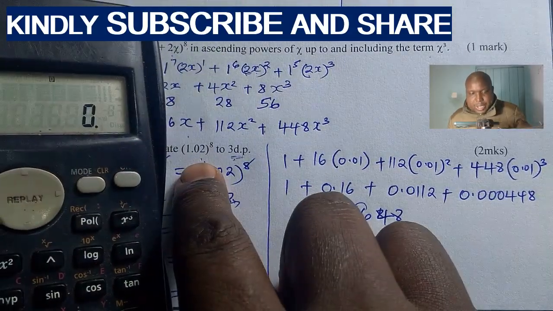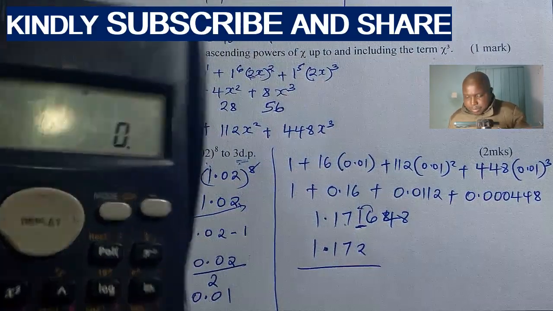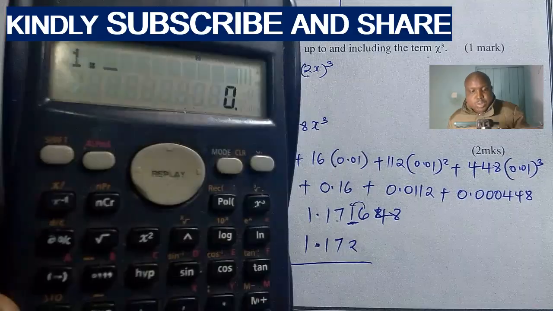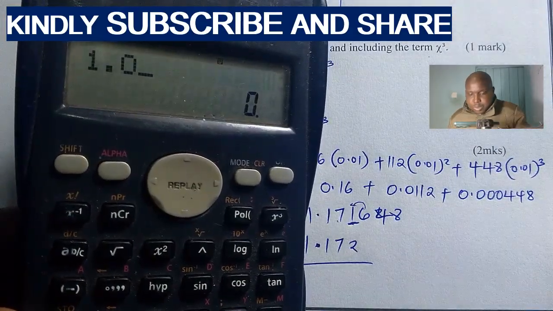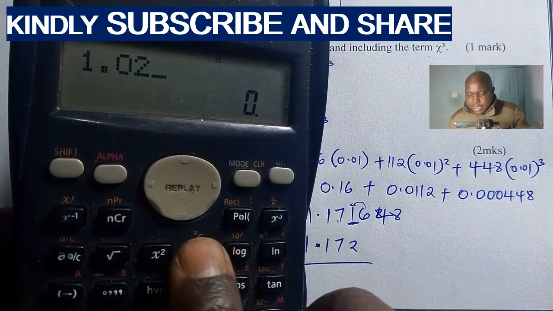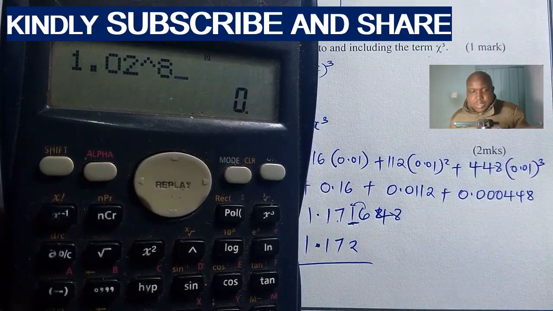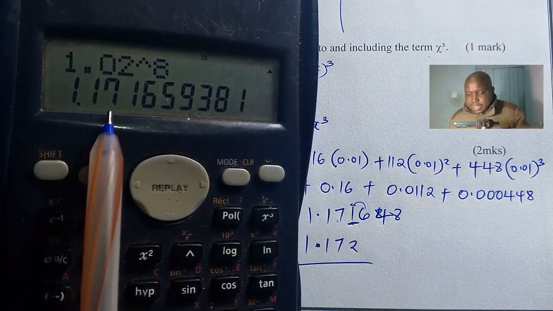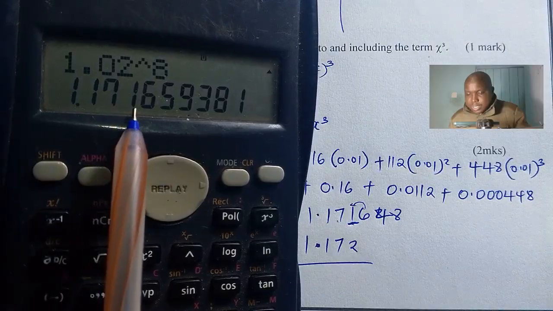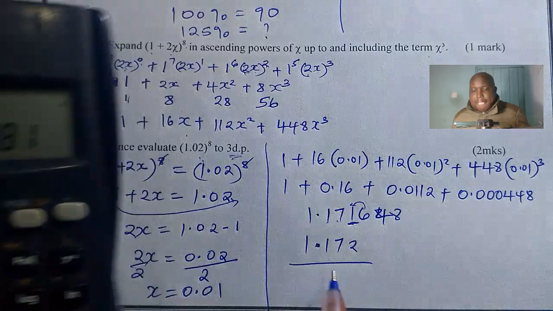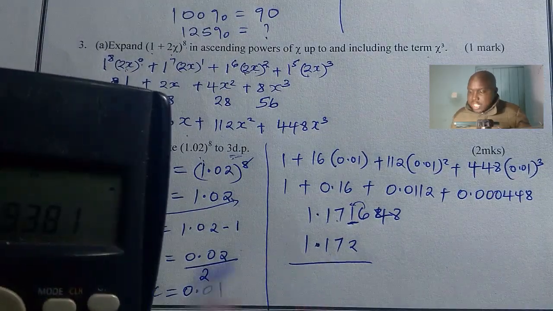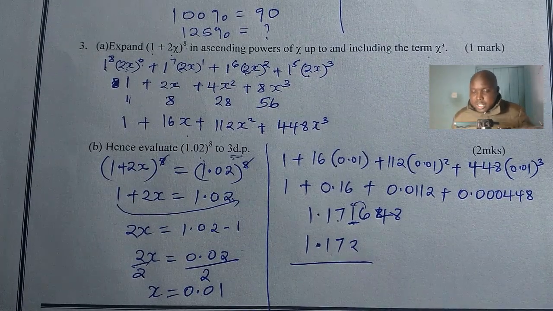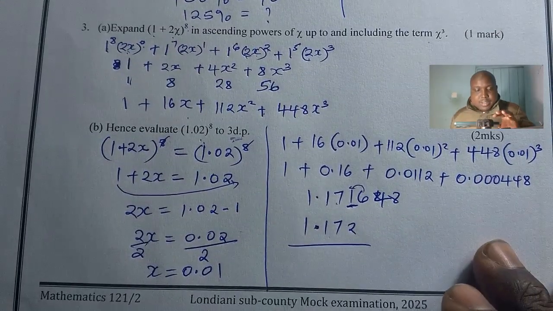After you have done that, you can easily make a mistake, but you can confirm using a calculator. Let's confirm this. 1.02 raised to power 8. You can see that the answer is 1.17. When we round this, it will be exactly our answer. So it is important that you check with a calculator after you have finished to ensure that you get the marks.